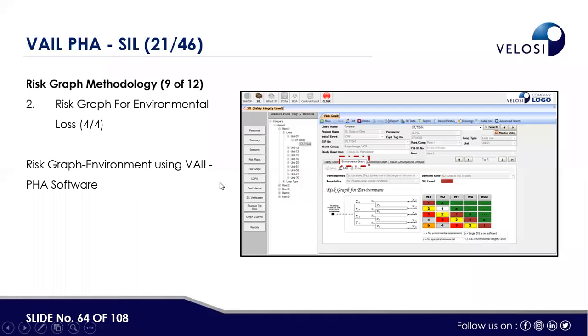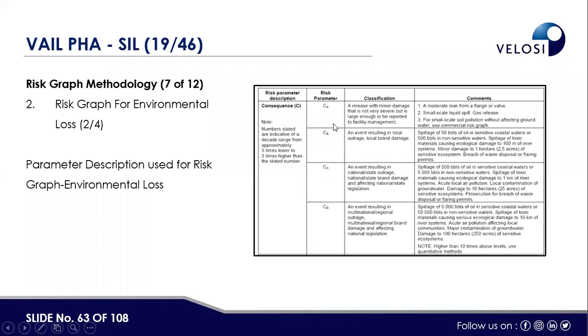Let me go to the commercial. The description will depend on the environmental now, that is, what CA means: a release with minor damage that is not very severe, but is large enough to be reported to facility management. And if you are selecting CB, for example, there is a LOPC case, an event resulting in local outrage or brand damage because of that loss of pressure containment, and then CC and CD. So these are the descriptions of these parameters which we have to select for determination by using the risk graph.